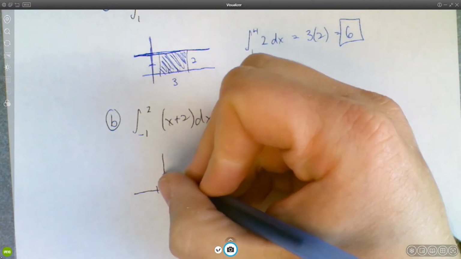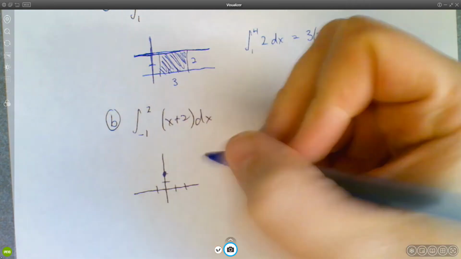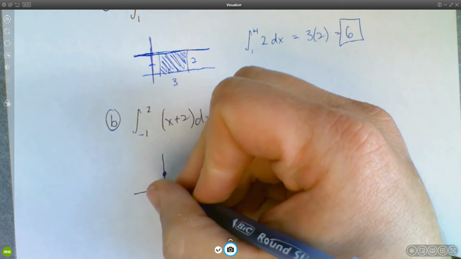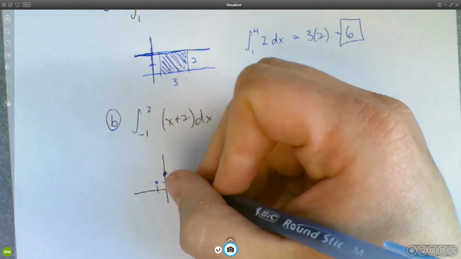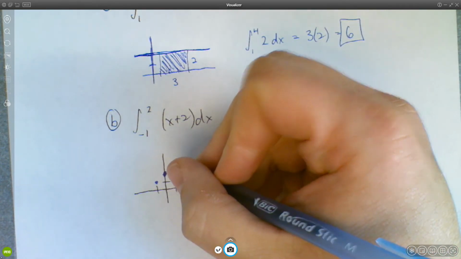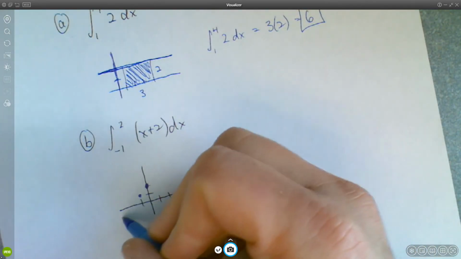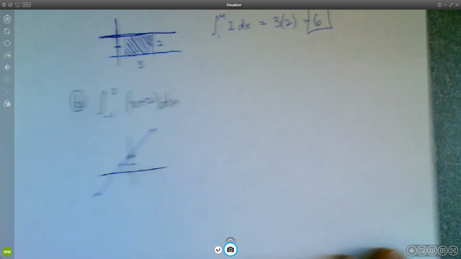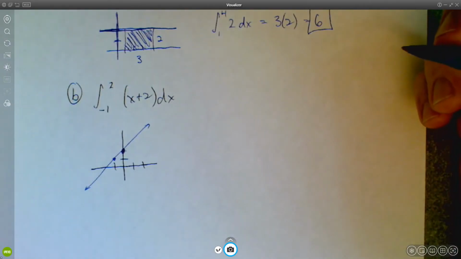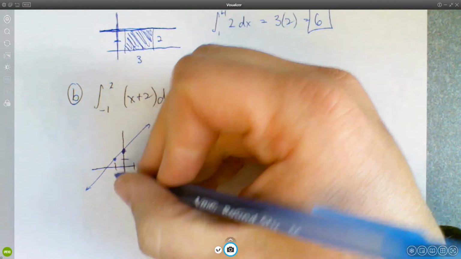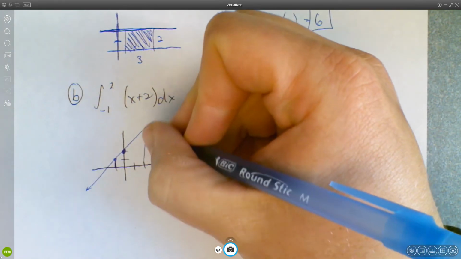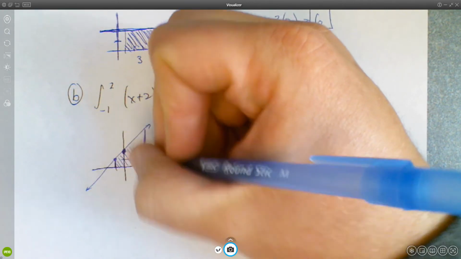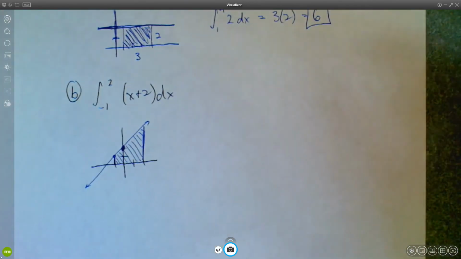So this has a y-intercept of 2 and a slope of 1. So I can go down 1 over 1, or I could go up 1 over 1, I suppose. But anyway, this is the line that we get. And we're looking to integrate between -1 and 2. So this is the area, right? This is the area that we're looking at for part B.